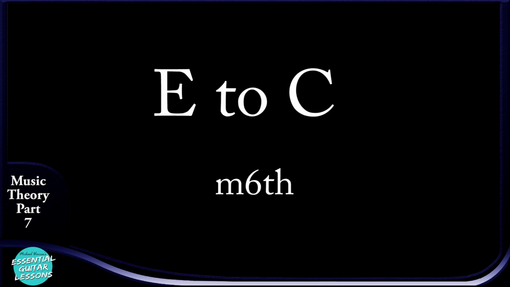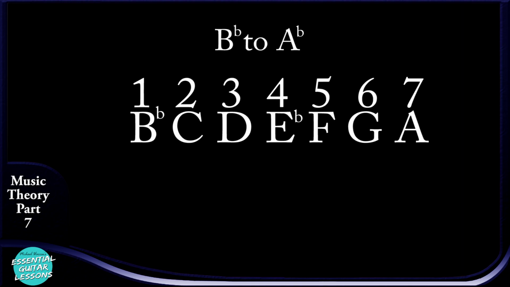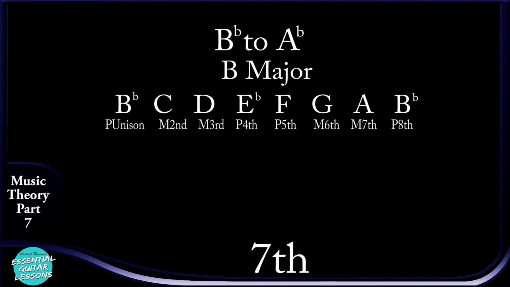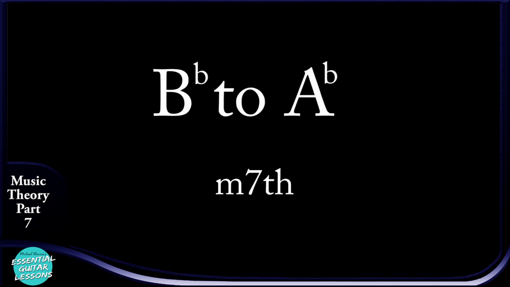Let's do another one. Now let's do B flat to A flat. So we do our count as usual. B, C, D, E, F, G, A. So it's going to be a seventh of some sort. So I bring up my B flat major scale, and I can see if it's a natural A, it'd be a major seventh, but we've made it A flat. And again, what do we do with the major? We make it minor when we flatten it, so it'd be a minor seventh interval there. B flat to A flat would be a minor seventh interval.